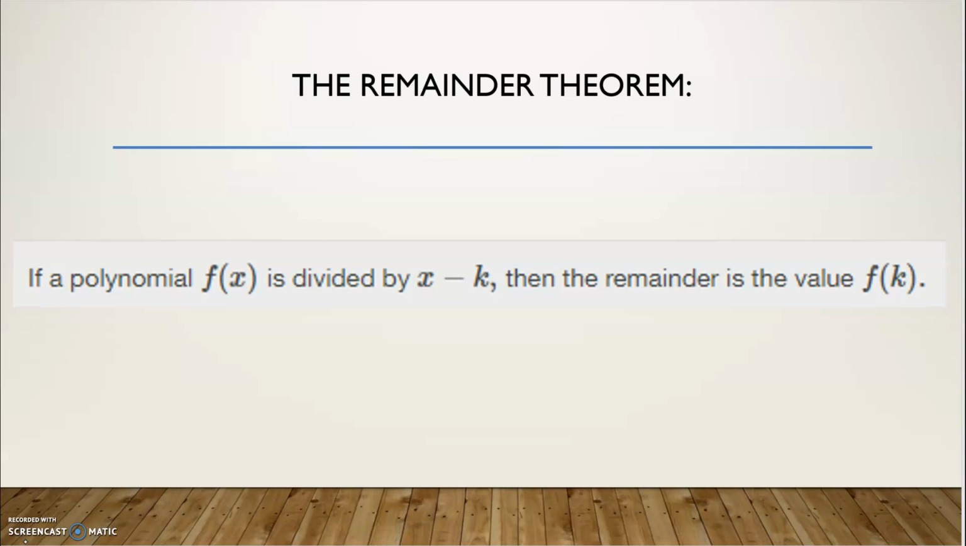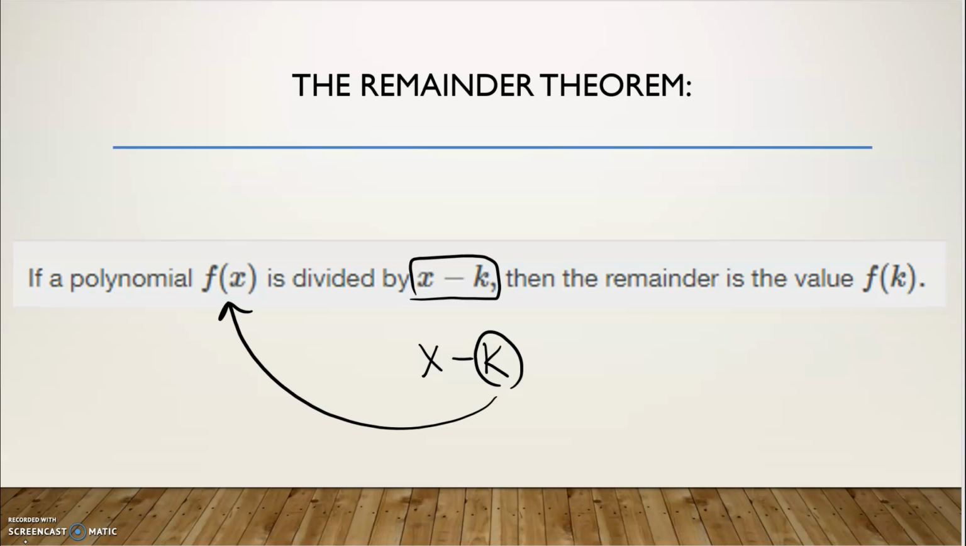If a polynomial f of x is divided by x minus k, then the remainder is the value of f of k. So if you've got a polynomial and you divide it by this particular polynomial, it's got to be in that format, x minus k, then the remainder is f of k. So you take what k is, and then you plug that into the polynomial that is trying to be divided by x minus k, and that will give you the remainder.